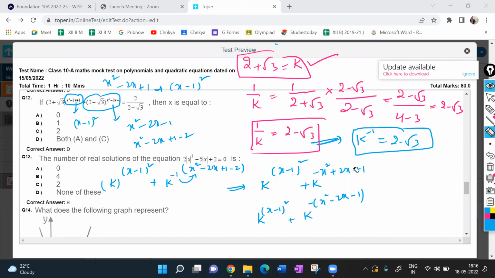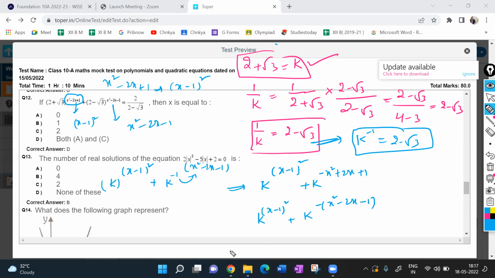We'll do one thing. Actually, let's not disturb this. x square minus 2x plus 1. Let this minus 1 be as it is. The numerator part was x square minus 2x minus 1. Let this be as it is. Now let's try that. So k to the power of, what is this? Minus x square plus 2x plus 1. Now you take minus common, x square minus 2x minus 1.